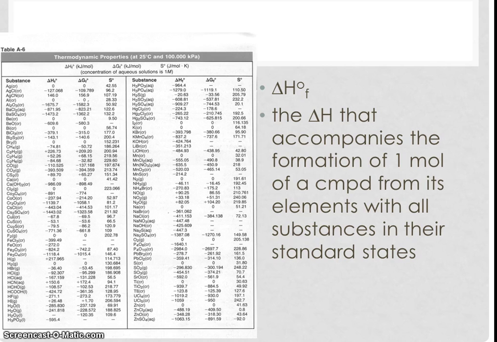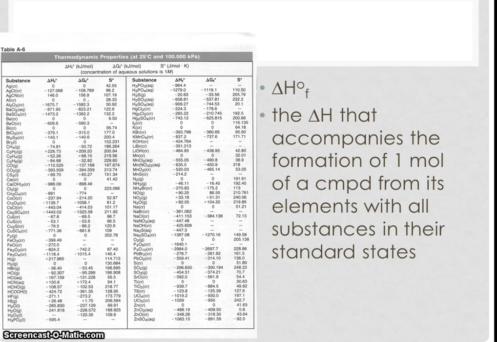The units are in kilojoules per mole. And when we look at all of the substances that are listed on the left-hand side, they're listed in alphabetical order, and they're listed in the state they would be in their standard states. The delta H of formation values tell us again how much energy is associated with the formation of 1 mole of a compound from its elements.